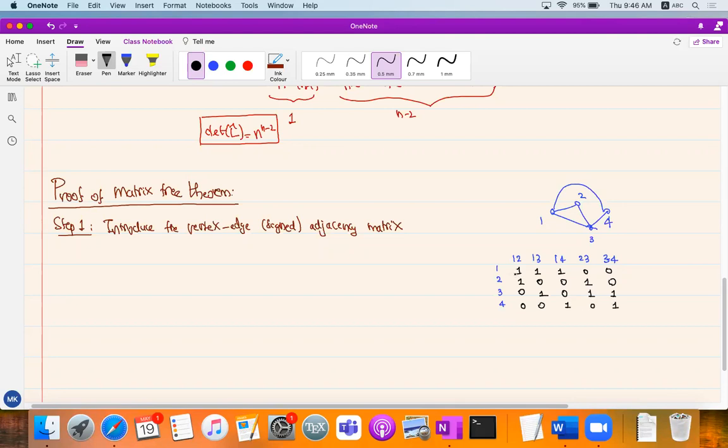Okay, so if you look at this matrix, this is a 4 by 5 matrix. 4 is the size of the vertex set, 5 is the size of the edge set: 5 is the number of edges, 4 is the number of vertices. So this is called a vertex edge adjacency matrix. But what I want is a signed version of it. So what is a signed version of it?